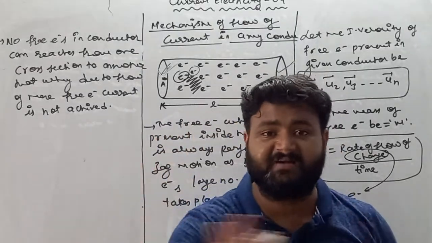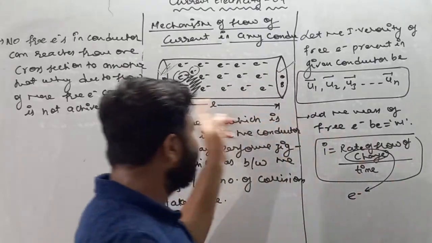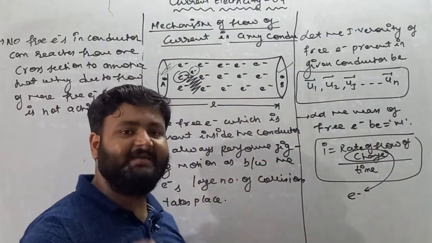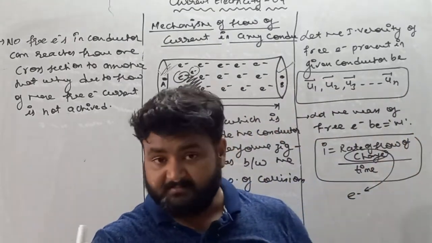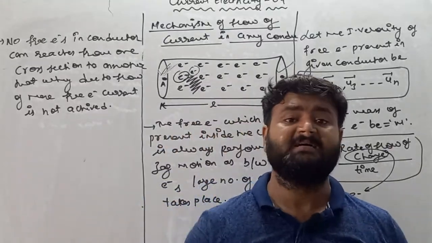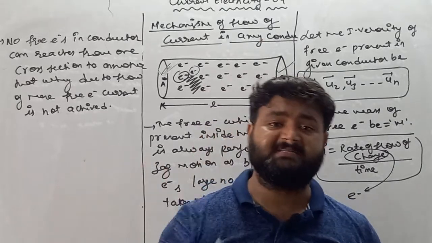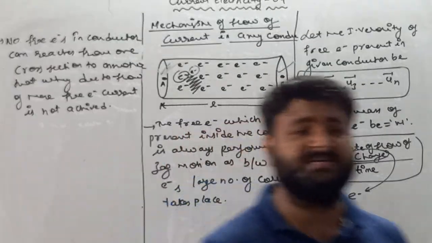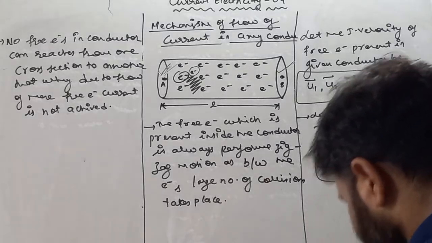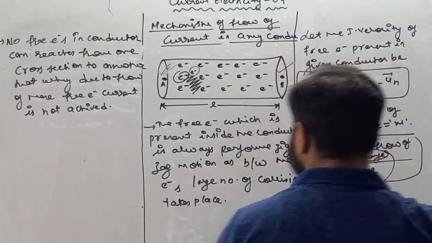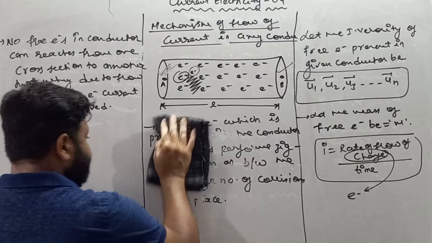it cannot define current. So an ideal piece of wire carries an infinite number of free electrons, or we can say a large number of free electrons. They are in motion, but still current is not achieved due to their motion, as their motion is random and no free electron can reach from one point to another point. So moving forward, my dear student, let's start.